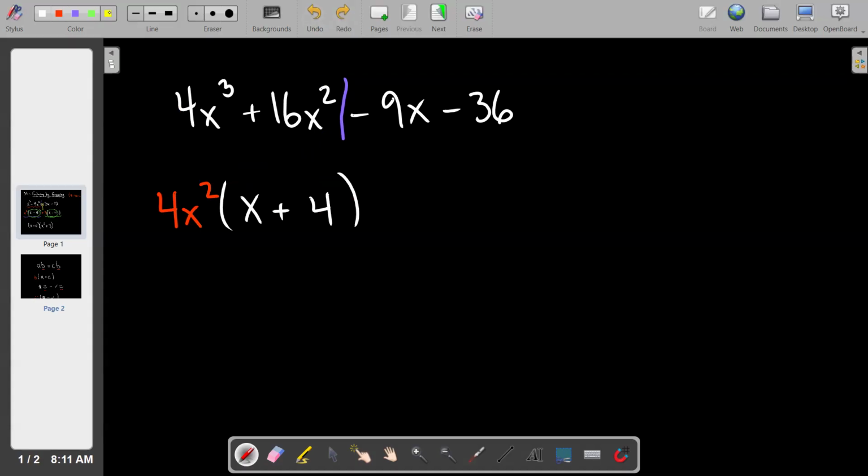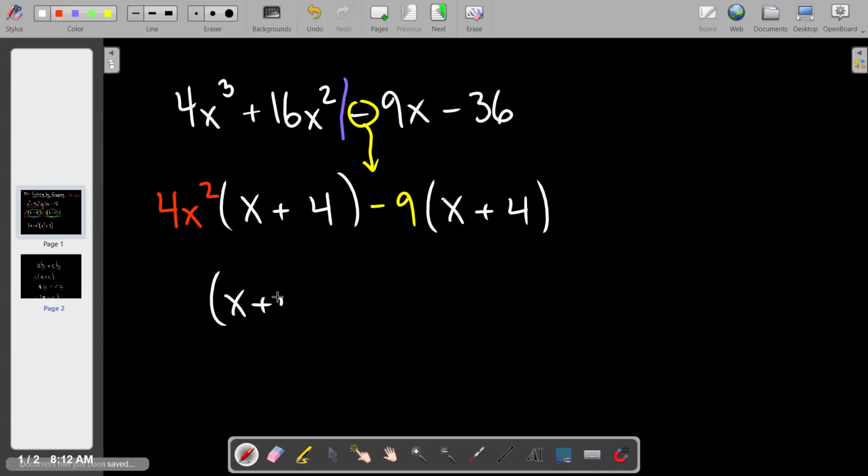What's the next step? Bring down your negative. He's a minus, but he's kind of gonna take on the role of a negative at some point, maybe. What can you get out of 9x and 36? 9, leaving behind what? X, change the sign, 4, right? Remember to always change that sign when you bring down a minus. That's our answer. Parentheses X plus 4, parentheses 4x squared minus 9.